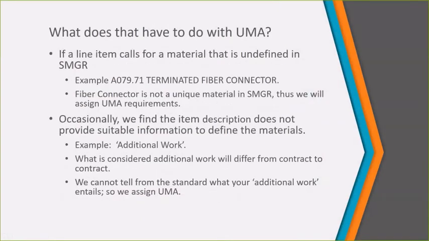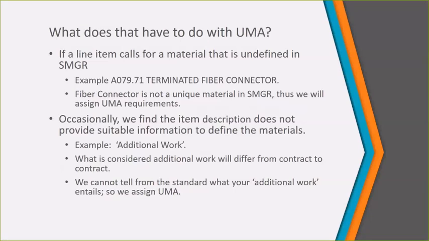So what does this have to do with UMA? What that means for you is if a line item calls for a material that is undefined, and for example, if we look at item code A07971, that's for terminated fiber connector. This fiber connector is not a unique material in Site Manager. So what will happen is we'll assign UMA requirements to that line item for terminated fiber connector. We also assign it to things called automated gate, anything where we do not have an existing unique material or set of material requirements. You're going to see UMA on that contract line item.